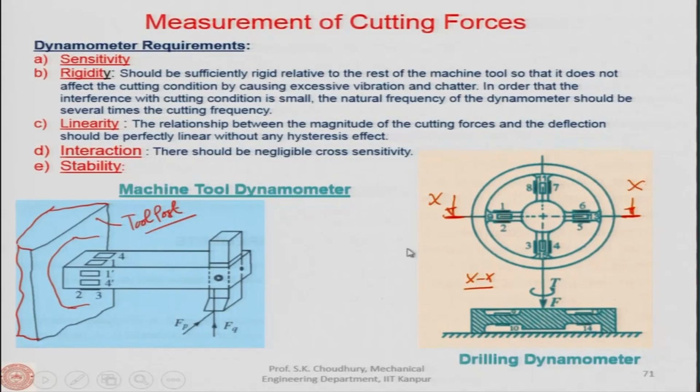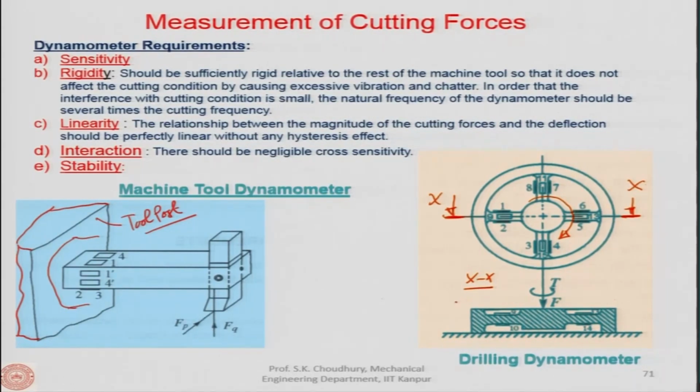Now, when the torque is acting, suppose there is a torque acting here, then these arms will be affected in bending. 1, 2, 3, 4, 5, 6 and 7, 8 are the sensors which will sense this kind of applied torque. So, the torque T will be sensed by sensors 1 to 8. I hope this is understood.